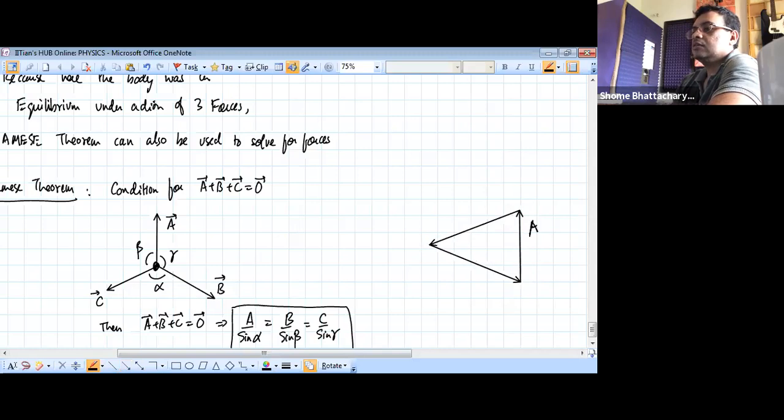But this vector is A in our diagram, you can see from here. This vector is C and this vector is B. And the angle between B and C, this exterior angle, is alpha. Okay, the angle between A and B, this exterior angle, is gamma. And this angle is beta. So for example, within the triangle you can see that this angle is 180 minus alpha. This angle is 180 minus gamma.